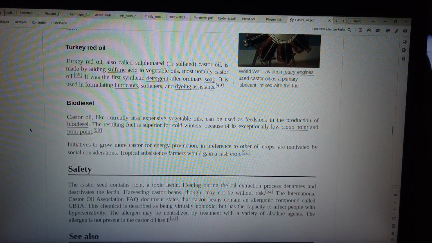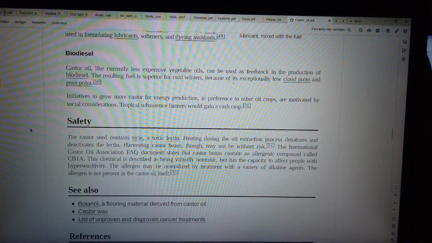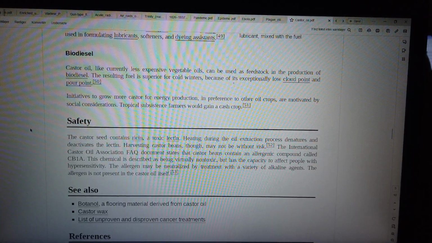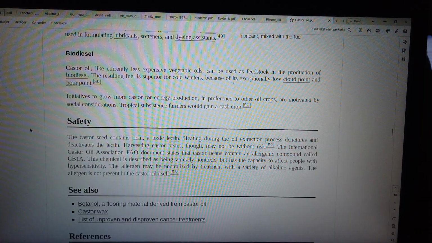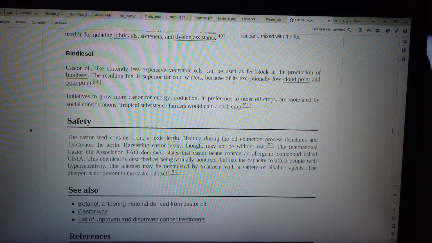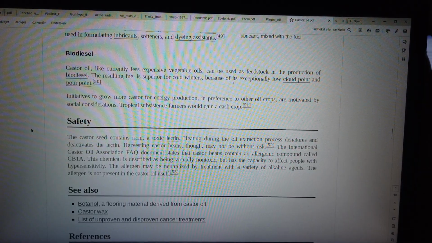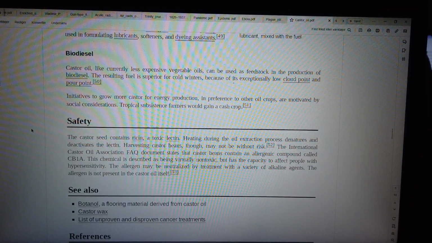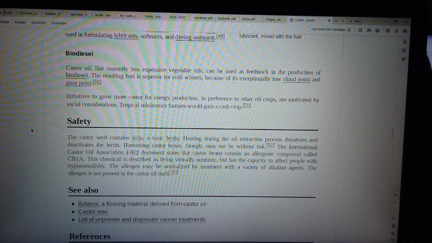Biodiesel. Castor oil, like currently less expensive vegetable oils, can be used as feedstock in the production of biodiesel. The resulting fuel is superior for cold winters, because of its exceptionally low cloud point and pour point. Initiatives to grow more castor for energy production, in preference to other oil crops, are motivated by social considerations. Tropical subsistence farmers would gain a cash crop.